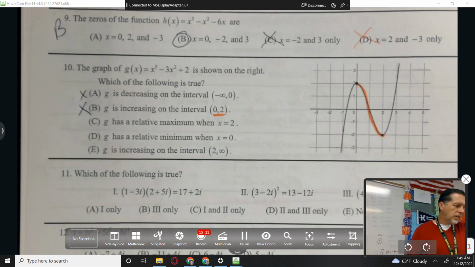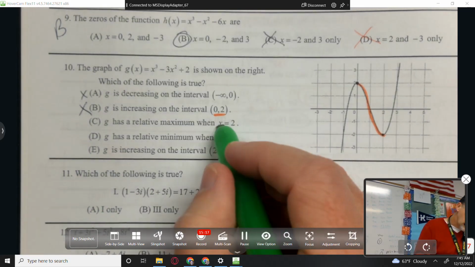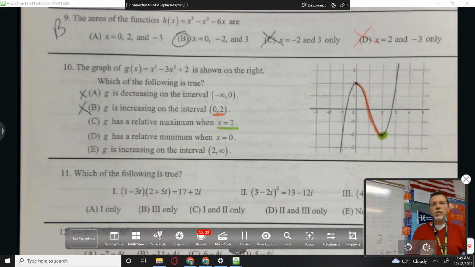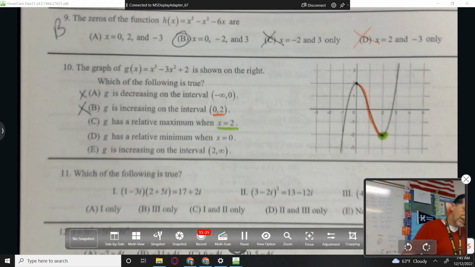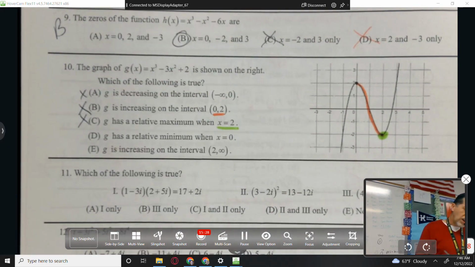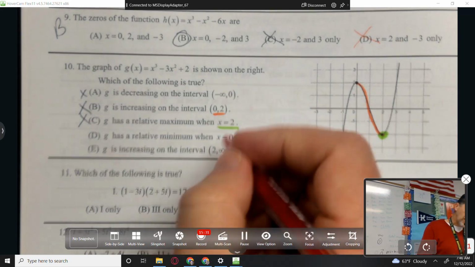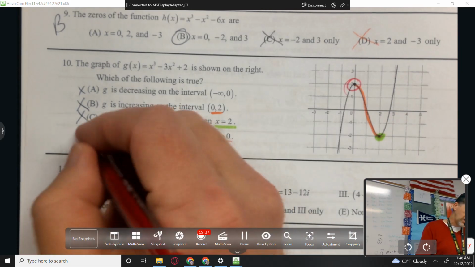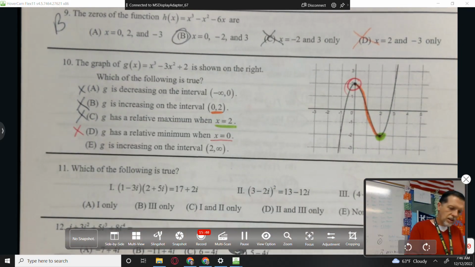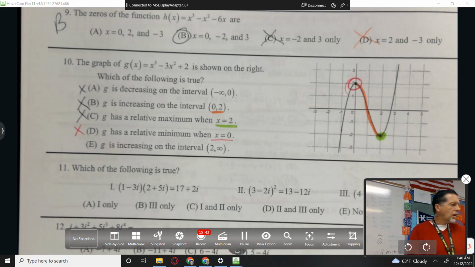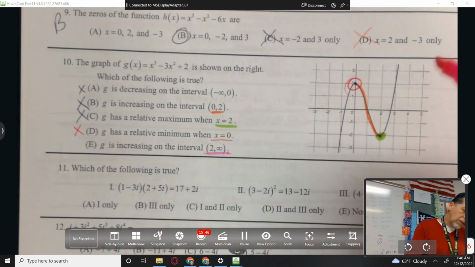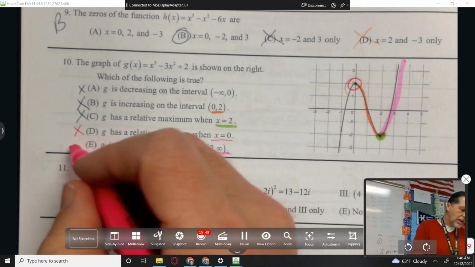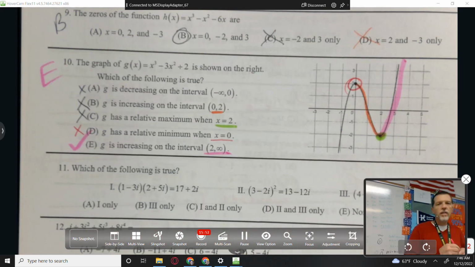G has a relative max when x equals 2. Well, there's x equals 2. Is that a relative max? No, that is a relative min. So that one's out. G has a relative min when x equals 0. X equals 0. That's a relative max, so it's not. It better be E because that's the only one I have left. Increasing from 2 to infinity. X equals 2 to infinity would be right there. That is increasing. So it's answer choice E.